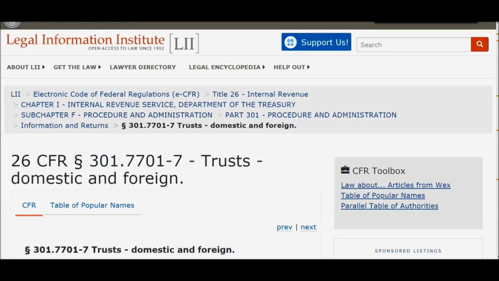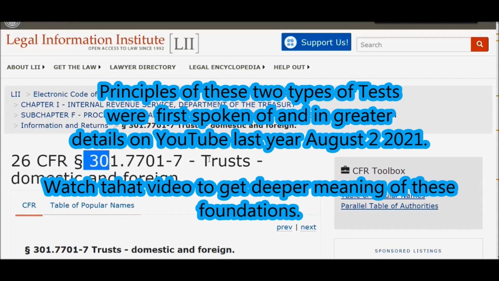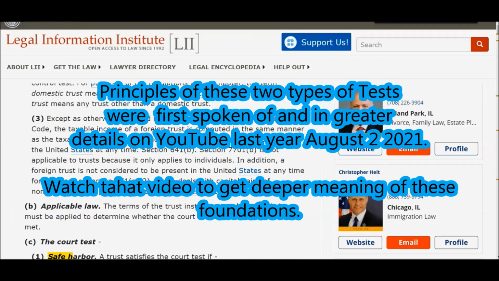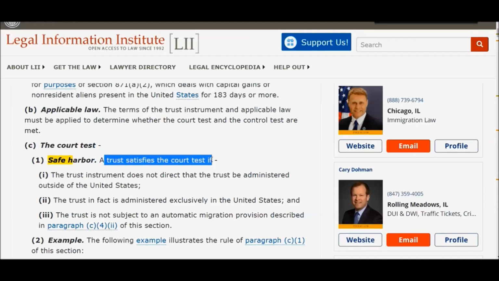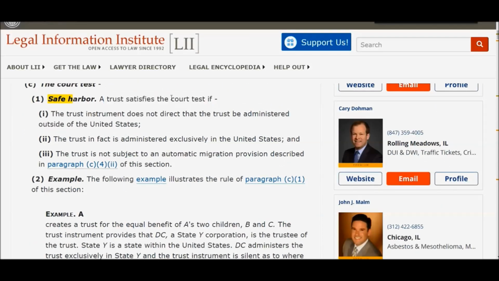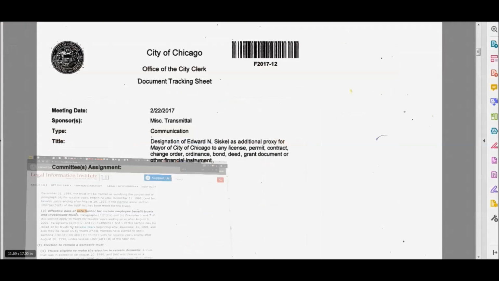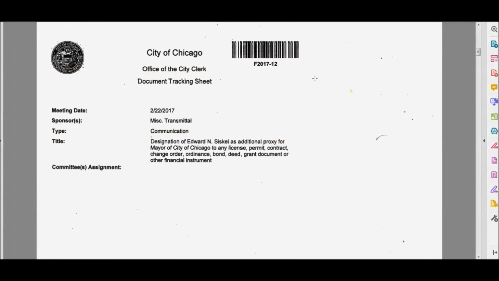See, within 26 CFR subsection 301.7701-7, it speaks about what makes a trust domestic and foreign. It speaks about the court test and control test. Under the court test, it tells you about safe harbor. A trust satisfies the court test if, meaning the court test is one of, and in the process of that, I'll show you how municipalities do it word for word and the simplicity of it.